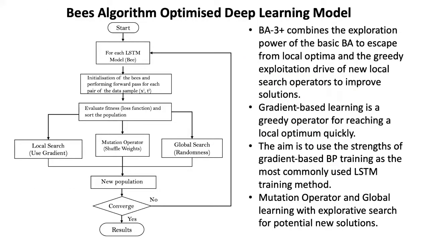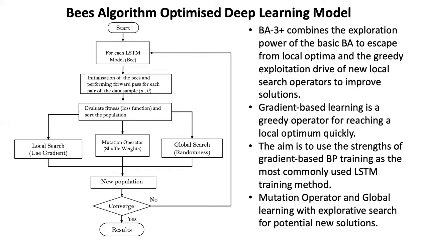We propose the Bats algorithm to optimize this deep learning model, as given in the flow chart. We start with the initialization of the Bats and perform a forward pass for each pair of data samples, and then we evaluate the fitness function, which is the loss function, and sort the population. We use local search, mutation operator, and global search. After that, we construct a new population, and this process continues until we converge to the optimum value.